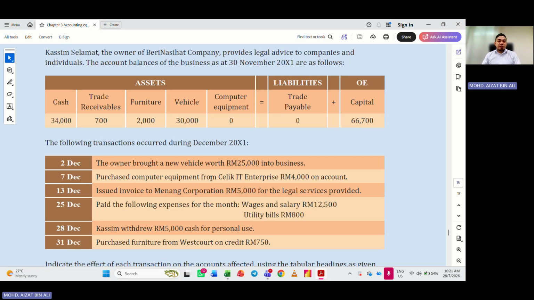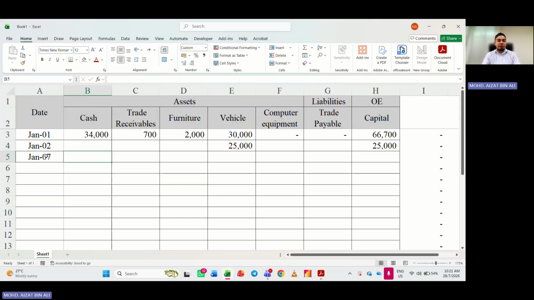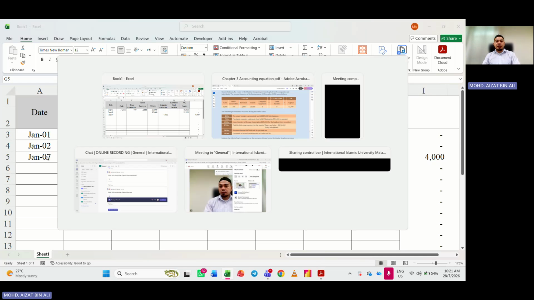Next transaction, 7 December. Purchase computer equipment from Chile IT Enterprise, 4,000 ringgit on account. What do we purchase here? We purchase computer equipment. As you can see here, we have the header, computer equipment. When we purchase computer equipment, what happens to our computer equipment? It increases, right? So we record that on 7 December, computer equipment increases by 4,000 ringgit.